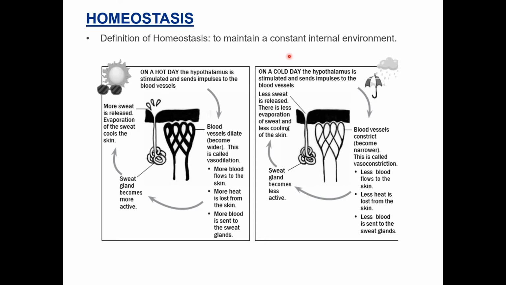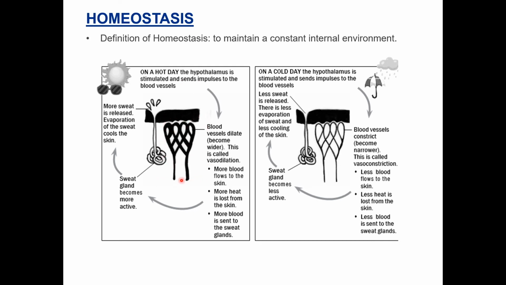Right, let's look at homeostasis. Homeostasis is to maintain a constant internal environment. I've included here what happens on a hot day, what happens on a cold day. Very, very important. The hypothalamus is the thermostat of the body. Now, on a hot day, the hypothalamus is stimulated and will send a message first to the blood vessels.